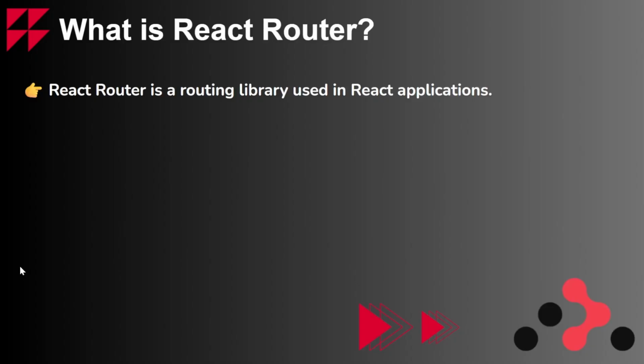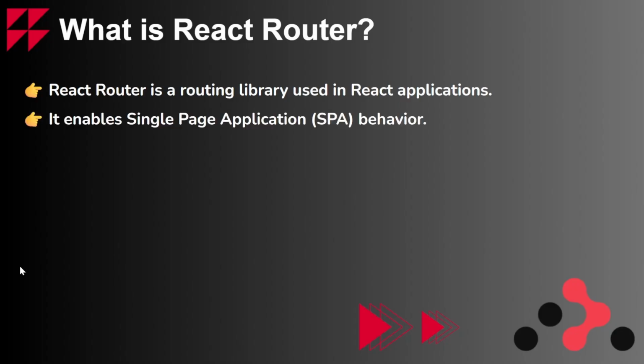React Router basically is a routing library that we use in React application. Now, when I say routing library, it means it is an external package. We do not write the code for it from scratch in our code. We just import the library and then make use of it, along with the features provided by that library. You will get to know more about it once you see more videos on this. It enables single page application behavior.